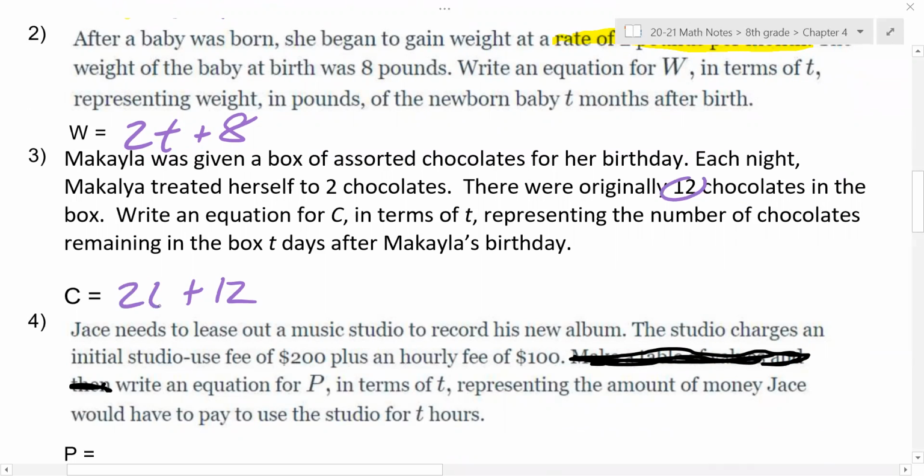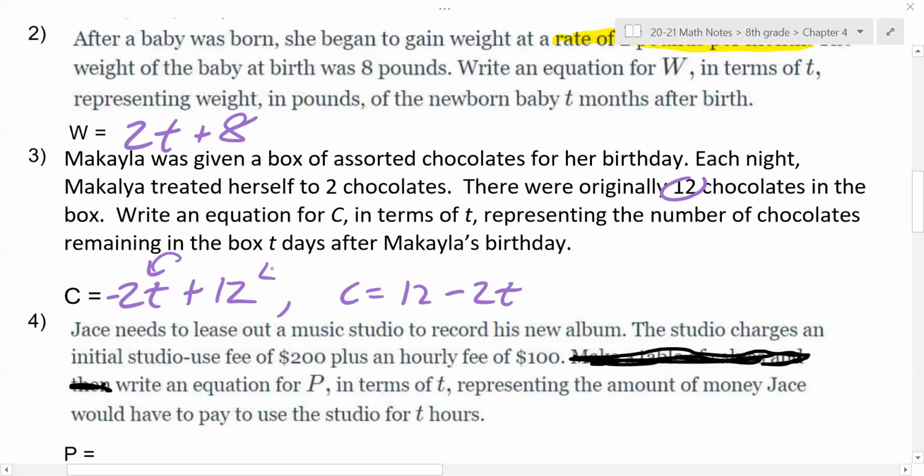chocolates, 2t, but we're reducing by 2. We're reducing by 2. You could write it like this: we're reducing 2 for each day plus the 12. Another way that you could see this written is C equals 12 minus 2t. So the t there is each day, and we're reducing by 2 chocolates each day.